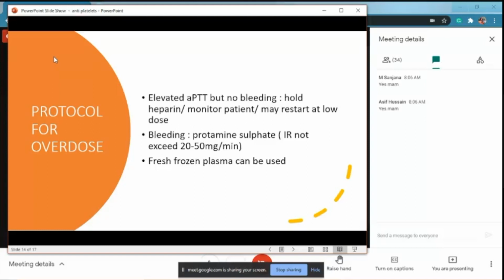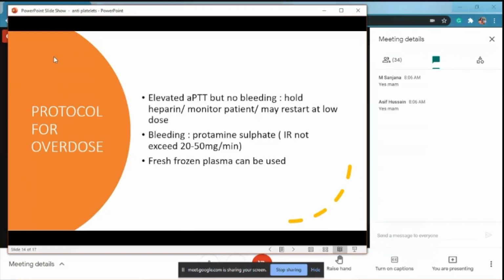In bleeding, especially when it comes to overdose, the APTT will always be above 90. So in bleeding, we give the protamine sulfate. There is a dose instruction for protamine, which I haven't included here, but we have to make sure that when the nurse is giving the protamine sulfate, the infusion rate is not exceeding 20 to 50 milligrams per minute. So 20 milligrams per minute and 50 milligrams, sorry, it's not 50.